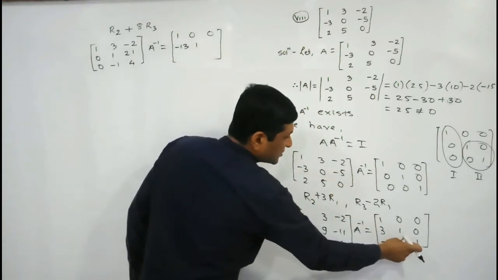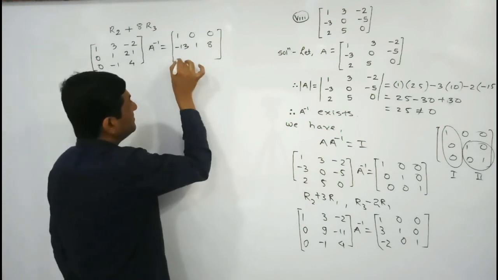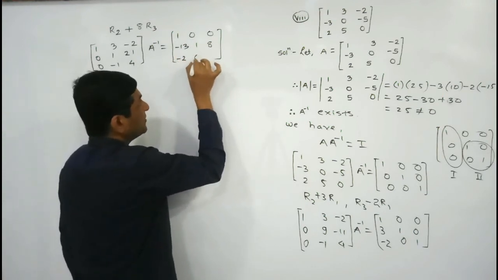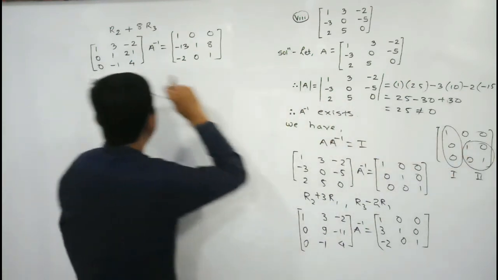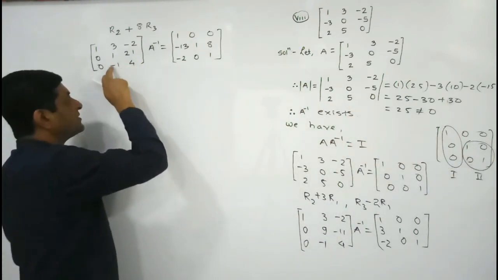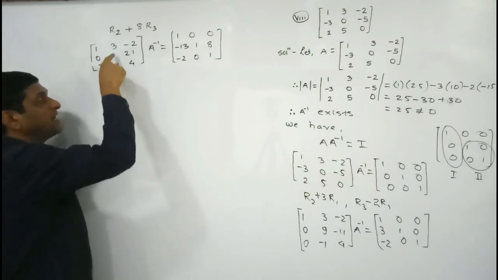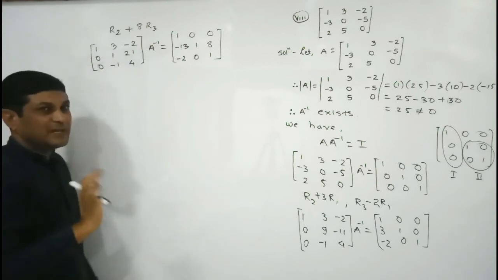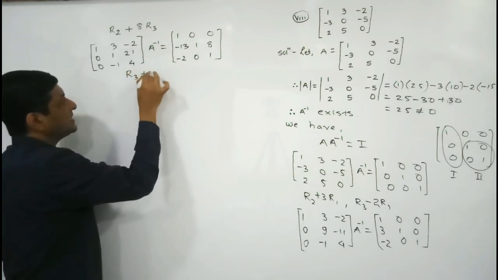Multiply by 8, so 8 plus 0 will be equal to 8. Keep the element of R3 because as it stands there is no operation on R3. Now see, here we have got 1. Now let us try to get 0 here. To get 0 here we are taking addition of R3 and R2. Minus 1 plus 1 will become what? 0. So simply take the addition of R3 and R2.